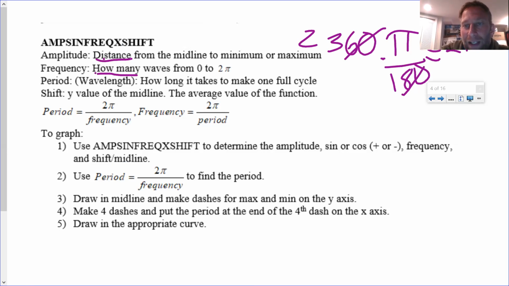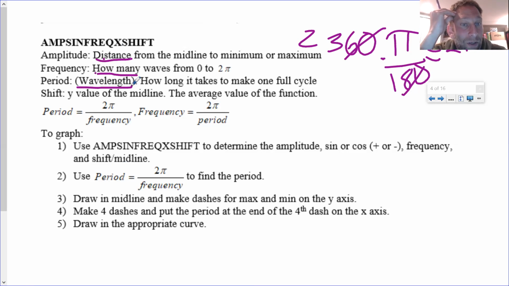So 2 pi is like 360. It's 1 full cycle. That's what frequency is. It's how many full waves from 0 to 2 pi. Now, period is related to frequency, and it's the wavelength, which is exactly what it sounds like. It's the length of the wave. It's how long it takes to complete 1 full cycle.